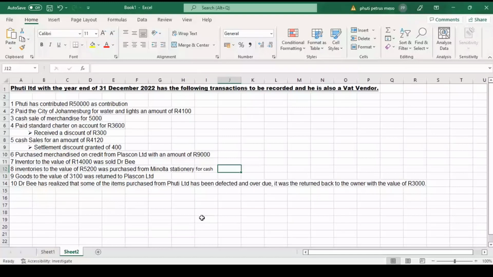Let's look at page number 12. Inventories to the value of 5,200 rand was purchased from Minolta Stationery, with an amount of 5,200.